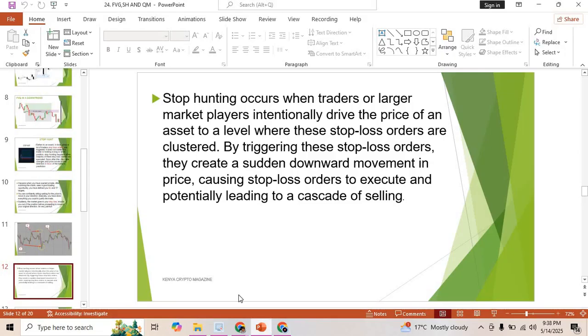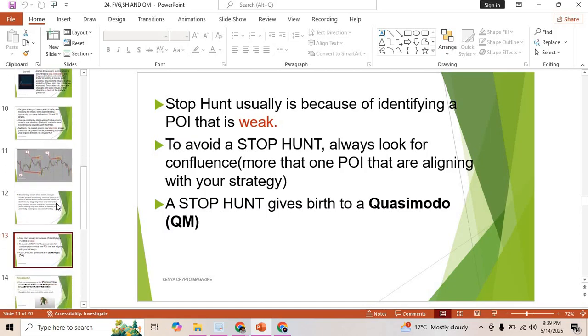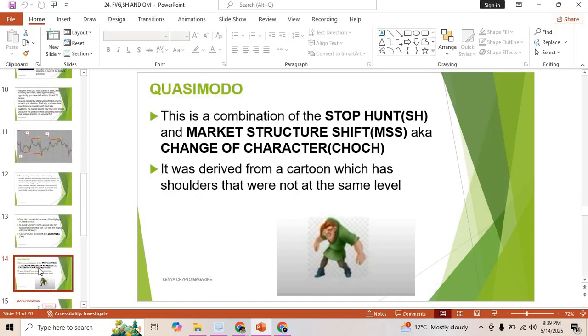And that's basically all about a stop hunt. A stop hunt usually happens because of identifying a POI that is weak, a point of interest that is weak. So to avoid a stop hunt, always look for confluences, meaning more than one POI aligning with your strategy. And with that, a stop hunt now gives back what we call a Quasimodo pattern. So let's understand what a Quasimodo pattern is.